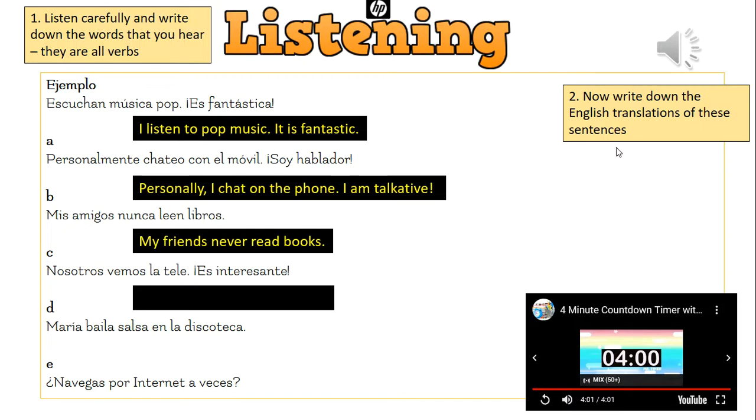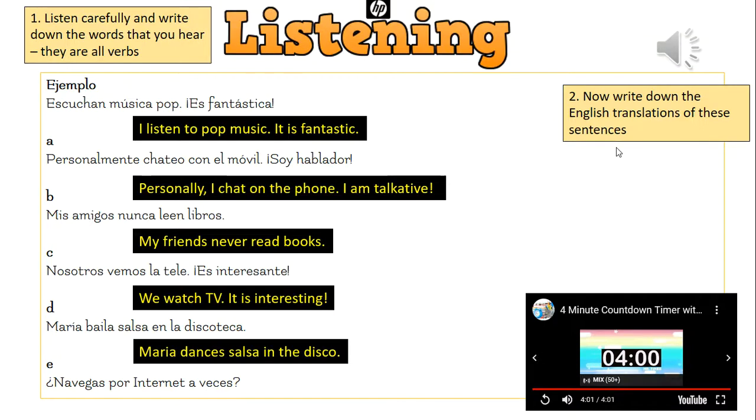Nosotros vemos la tele, es interesante. We watch TV, it is interesting. Maria baila salsa en la discoteca. Maria dances salsa in the disco. ¿Navegas por internet a veces? Do you surf the internet sometimes?